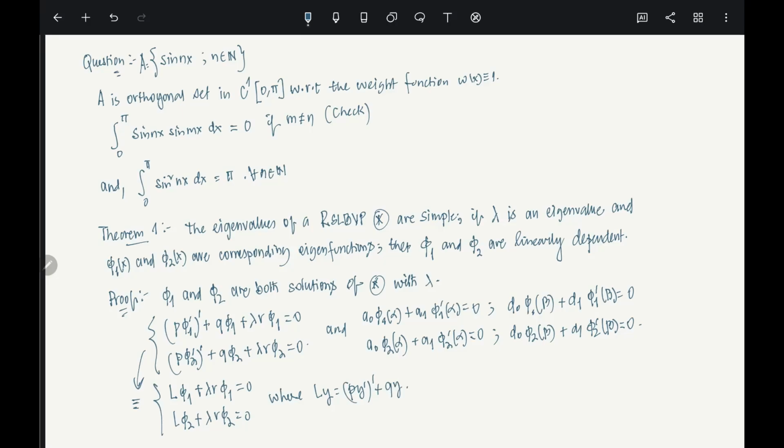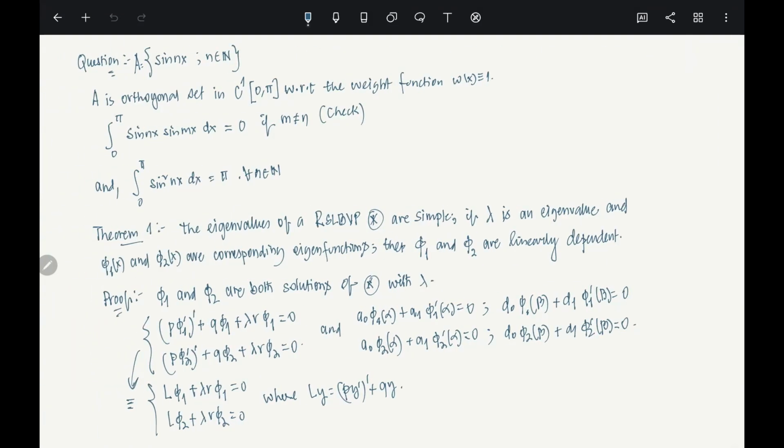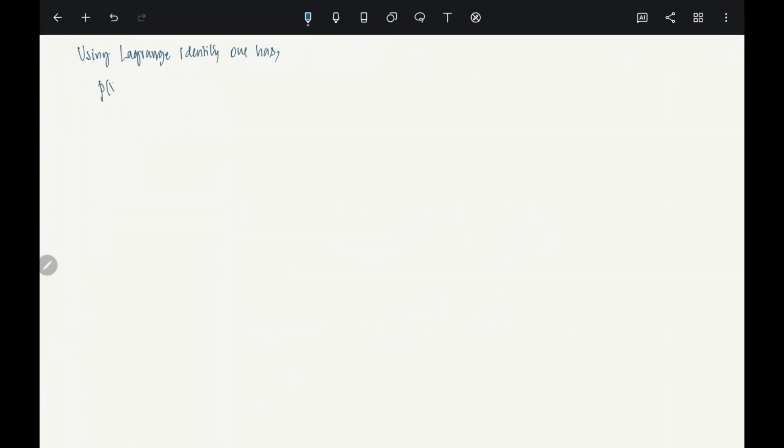Now you remember, if this is the case, you can use Lagrange identity. You remember I told you that we are going to use Lagrange identity later on. So we can use Lagrange here. So using Lagrange identity, one has that from these two equations, you are going to get P(x) times the Wronskian of phi1 and phi2 at the point x is a constant c.